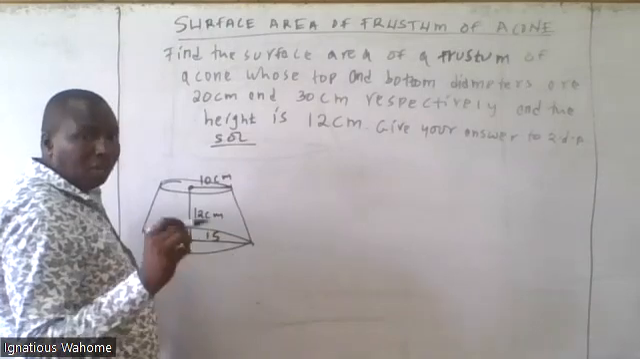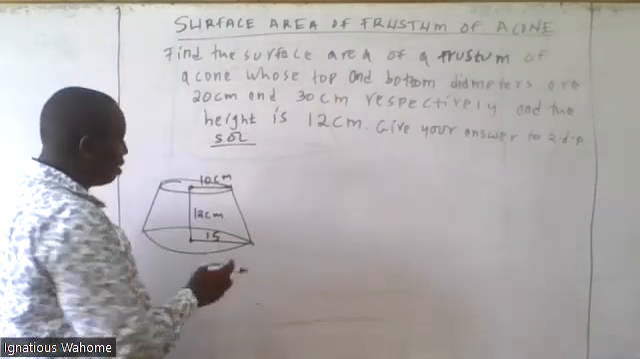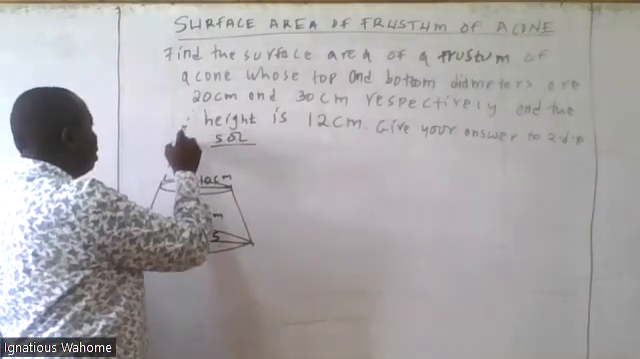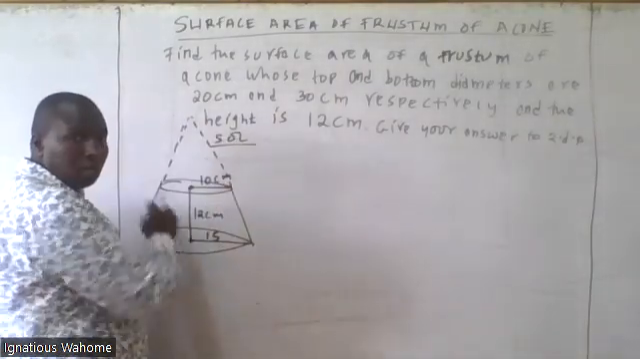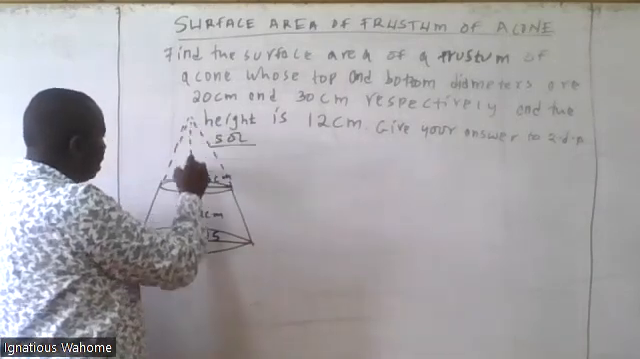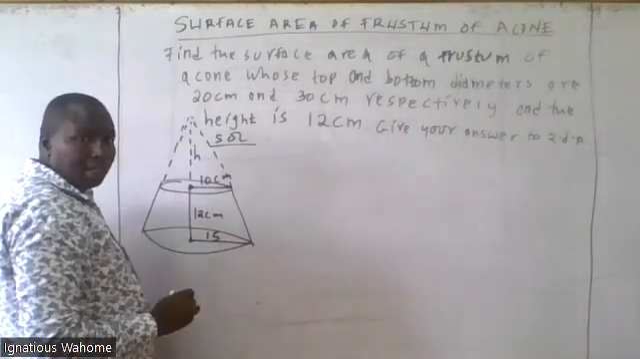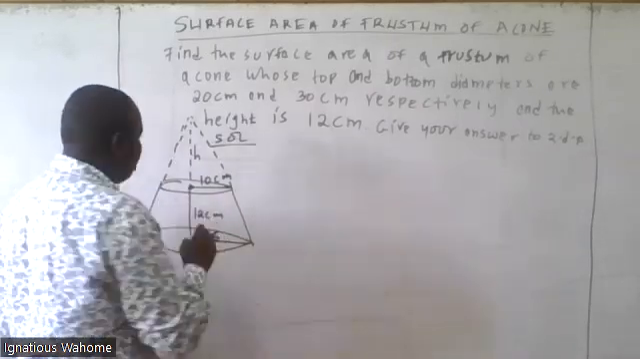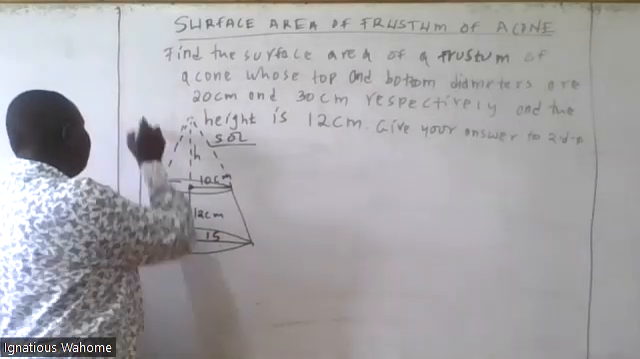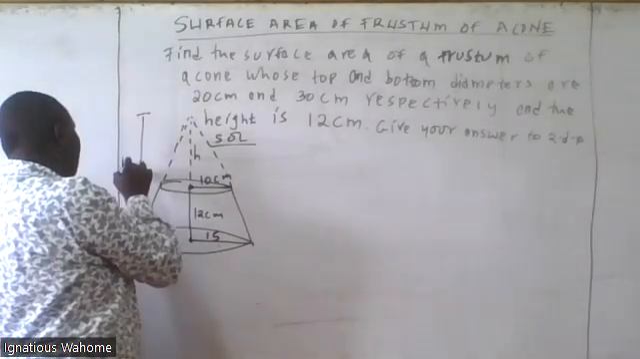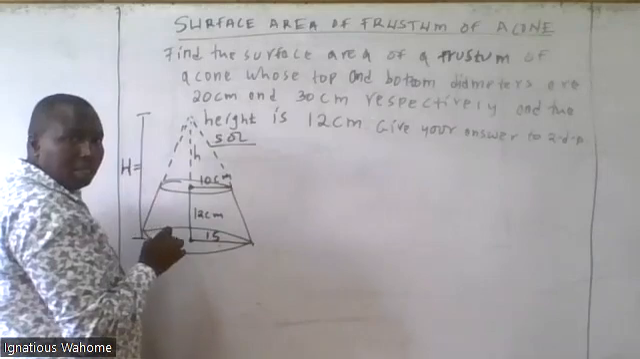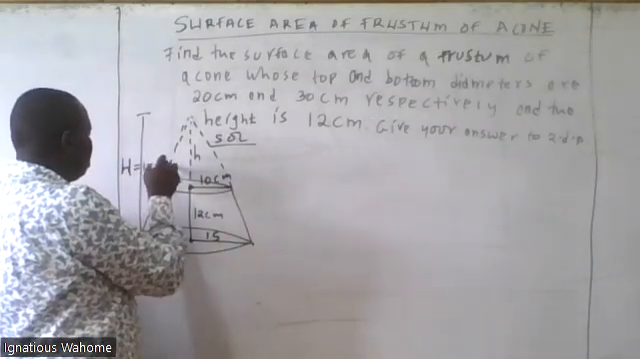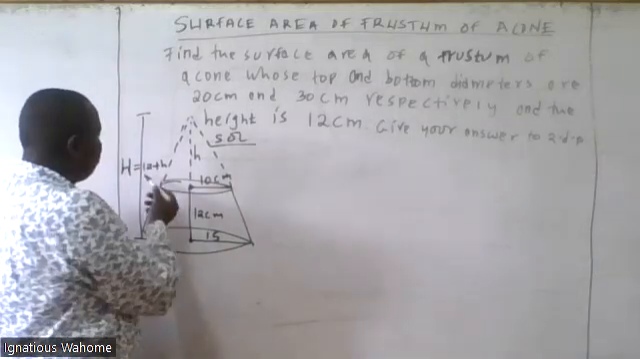The first step is to find the height of the original cone, because this is a cone that has been chopped off at the top. A small cone has been chopped off at that point. So you extend like that. Let's say the height of the small cone that has been cut off is h. Therefore, the height of the original cone, capital H, will be equal to 12 plus h.